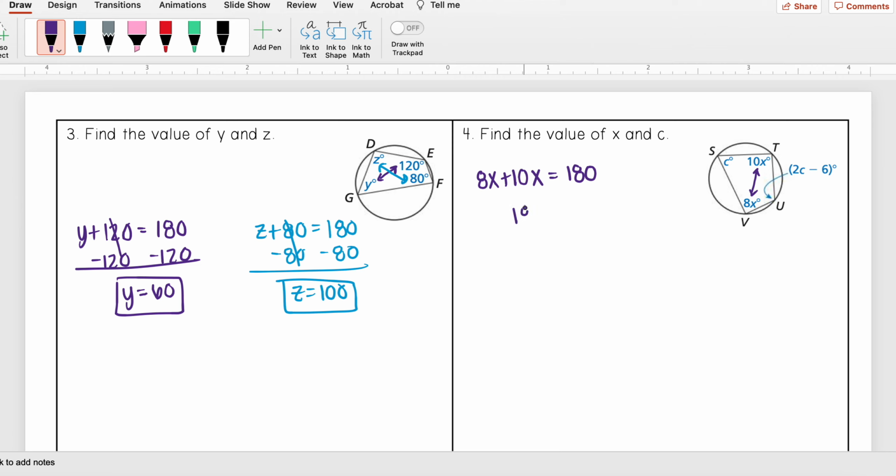8x plus 10x, I get 18x. And then dividing both sides by 18, I get that x is equal to 10.